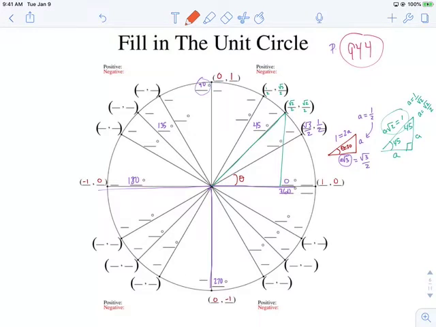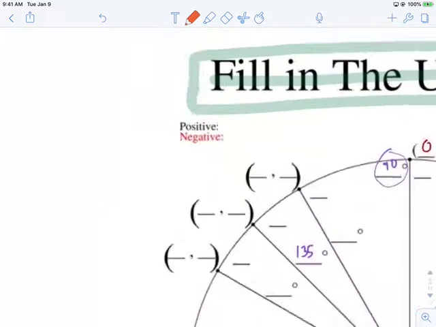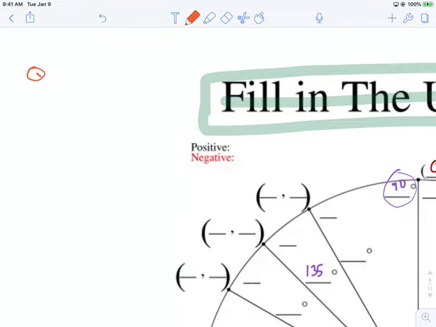Okay, so for Algebra 2, real quick lesson today, a mini lesson, and then you get some work time and practice filling in the unit circle one more time. Definitely want you to do this at least one more time today. And then after you do that, we'll do a quick mini lesson.